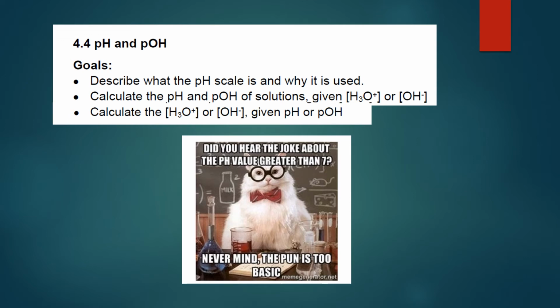Scale is and why it's used. And you've probably heard of the pH scale, so this will be a little bit of a review. However, you've probably never heard of pOH. So we're going to be calculating pH and pOH and looking at what pOH really means, given a concentration of hydronium or hydroxide. And then we're going to be doing the flip as well, calculating concentrations based on pH or pOH.